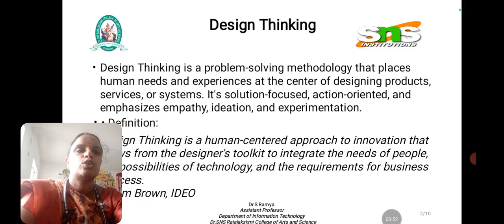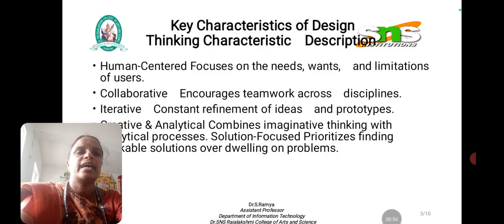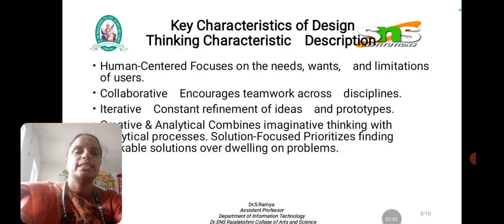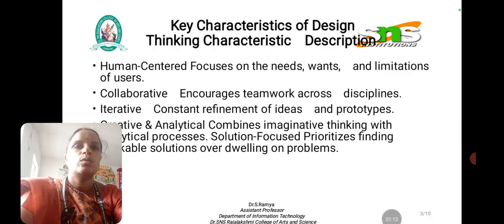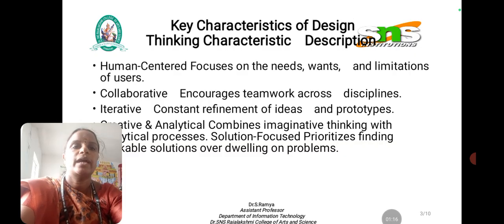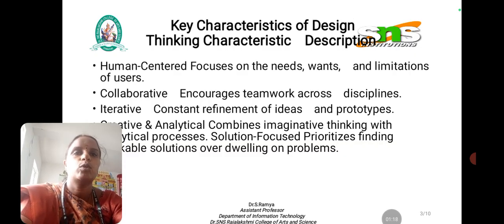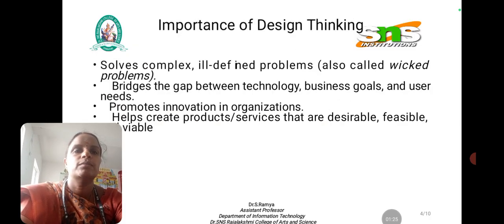The key characteristics of design thinking: Human-centered, focusing on the needs, wants, and limitations of the user. Collaborative, encouraging teamwork across disciplines. Iterative, with constant refinement of ideas as well as prototypes. A prototype is a model which you have to implement in the test stage. Creative and analytical, combining imaginative thinking with the analytical process. Solution-focused, prioritizing finding workable solutions over dwelling on problems.